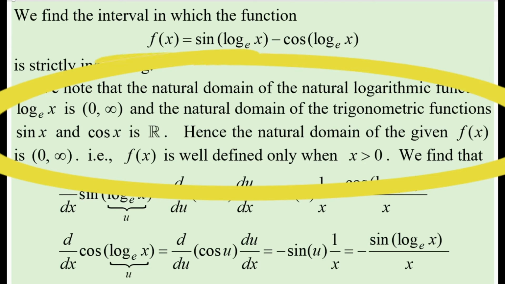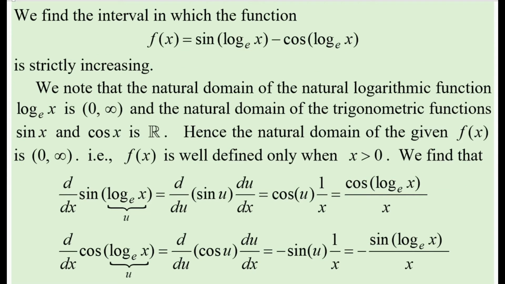Also, we know that the natural domain of the trigonometric functions sin x and cos x is the same, and hence the natural domain of the given function f of x is the open interval 0 to infinity. That is, f of x is well defined only when x is greater than 0.